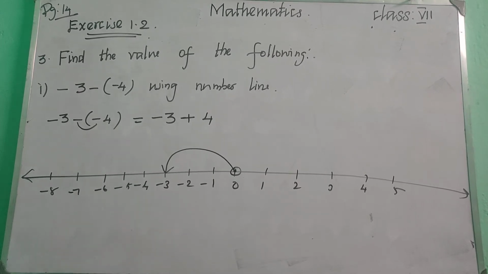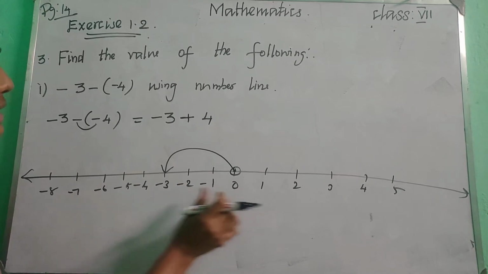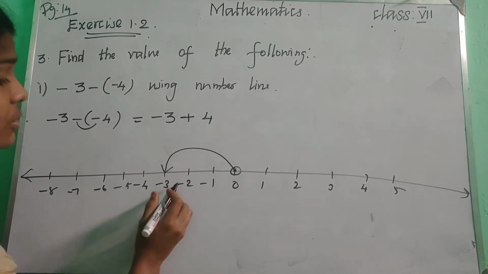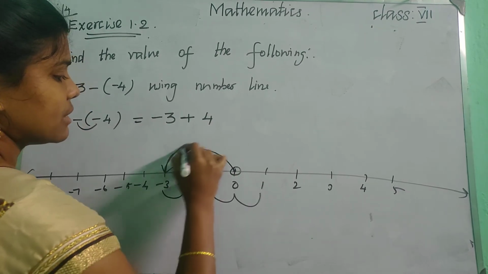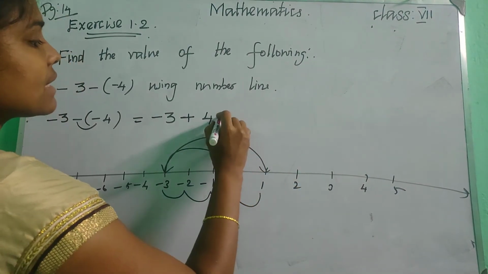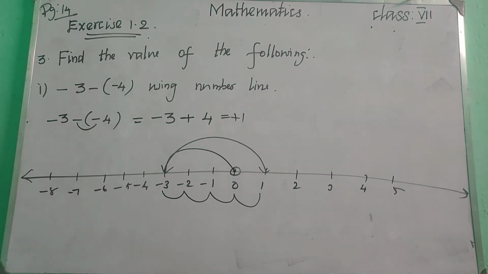Now we are here at minus 3, so we need to move 4 steps to the right hand side. 1, 2, 3 and 4. So what is the answer? We get the answer as plus 1. Is it clear? So write the exercise number 1.2, question number 3, and take down this. Pause the video and write.